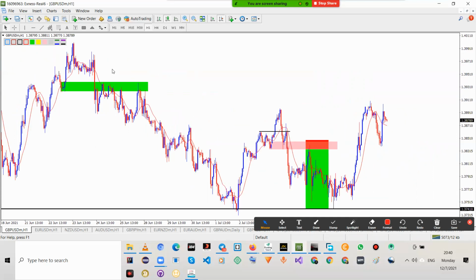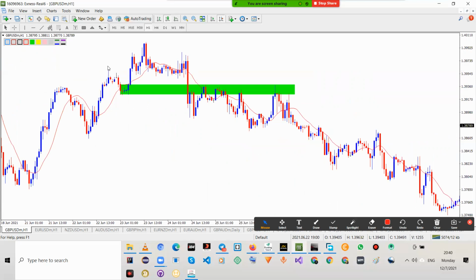So the same rules apply. The swing high formed, down close candle, as you can see. The down close, we choose the big one right here.